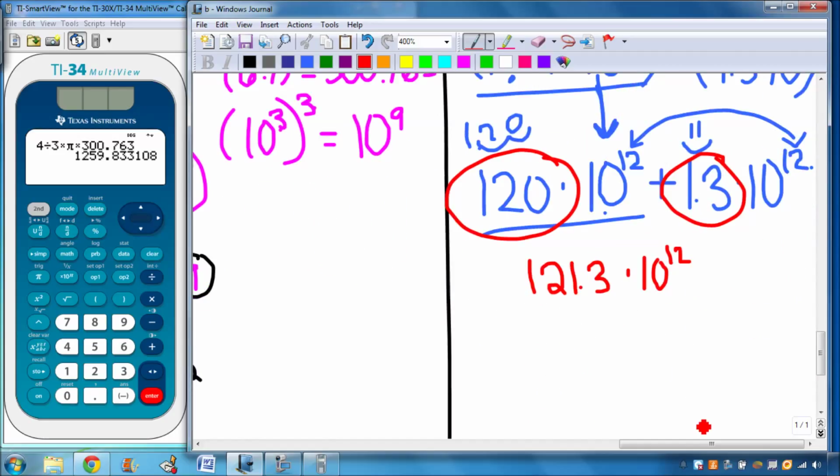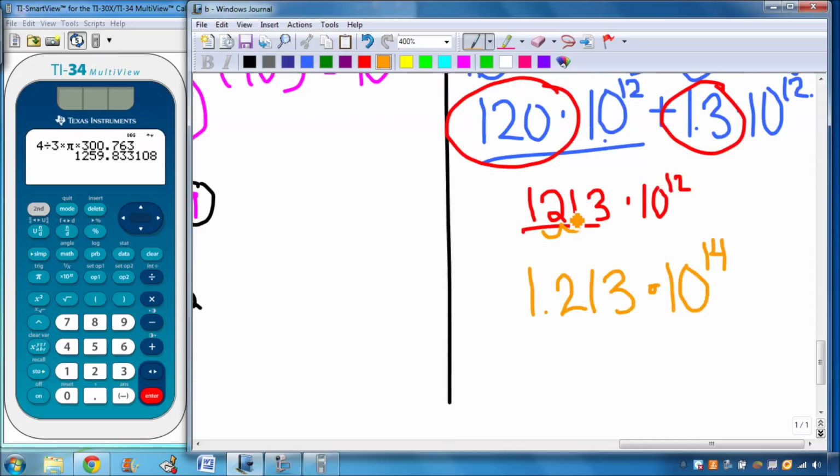However, this number is too large, so I have to adjust it. So I move this over twice. So it becomes 1.213 times 10 to the 14th power, because if I move this over twice, I add 2 to this number right here. And then to the nearest tenths, you get 1.2 times 10 to the 14th power units cubed.